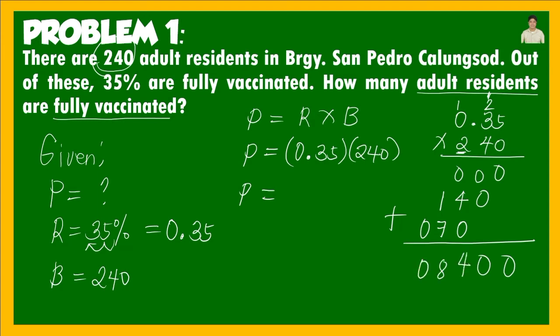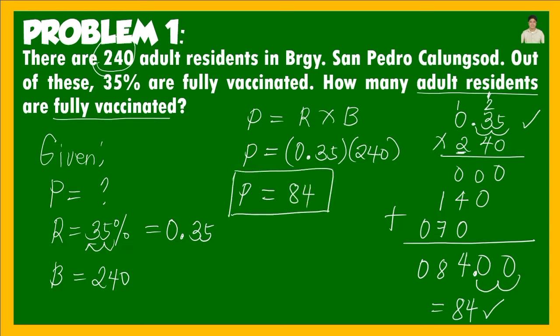So, and then, 2 decimal places ang kailangan nating i-move kasi dun sa ating factor. Dalawa. So, 2 decimal places to the left. 1, 2. So, ang sagot po natin dito is 84. Ayan. So, to answer the question, there are 84 adult residents that are fully vaccinated. Yun yung katumbas ng 35% ng 240.